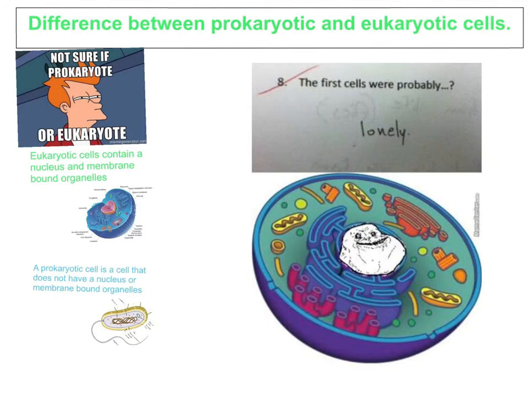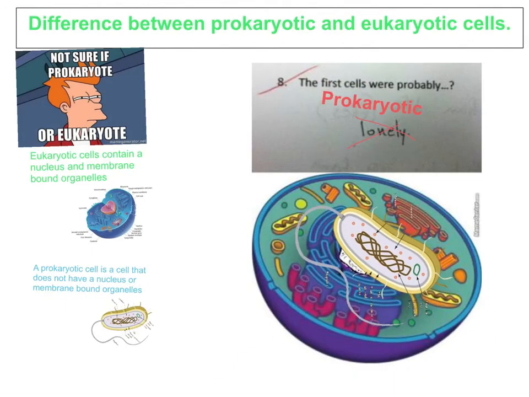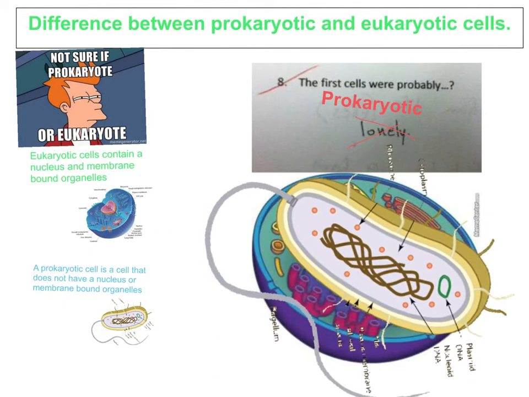So here's a good question. The first cells were probably lonely, so it's not really the worst answer, but they were more likely to be prokaryotes. All right, so we'll put this image over this one. A prokaryotic cell is very, very simple, so it's likely that they were the first cells to be able to evolve.